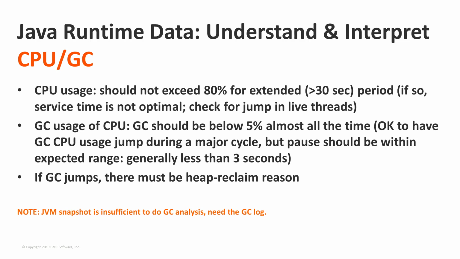Okay, so if there is a jump in GC usage, you must look into the heap to see that there is a heap reclaim reason. If there's a jump in GC usage, but there's no reason for that, then you should really look into that. And how do you look into that? You have to dump out the GC log and then examine that log. And that's beyond the scope of this talk, but you can also Google to see how to analyze GC logs. Okay? So here's the note. JVM snapshot is insufficient to do GC analysis. You really need the GC log for that.